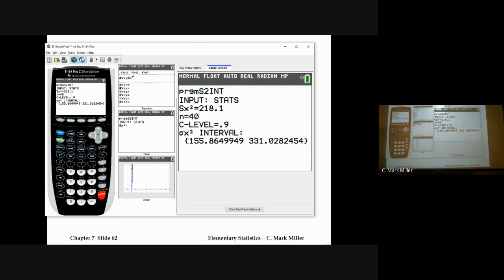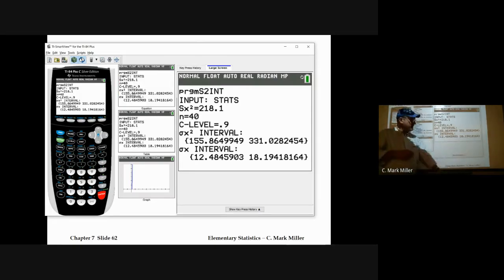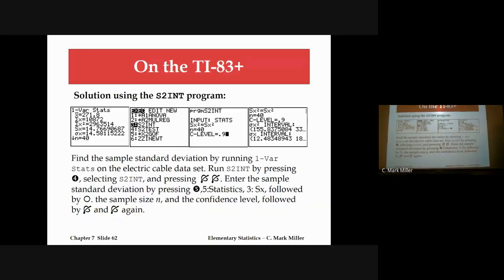Now look right here. The confidence interval for sigma squared is this. Now I think if you hit enter again, it gives you the interval for sigma. There you go. 12.485 and 18. Those are a little bit different than we got using the table because it uses more precise chi-squared values. We only had 40 degrees of freedom in the table, but it's using 39. So these two would be our answer, because it asked for sigma. And that's what we have right here.